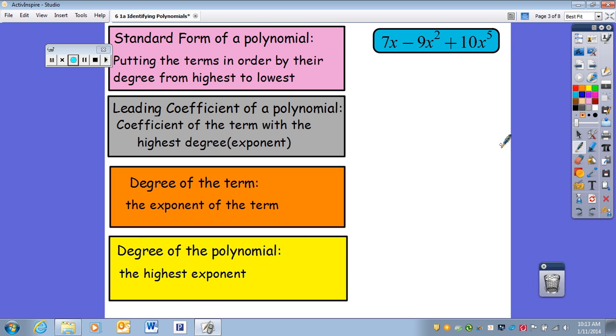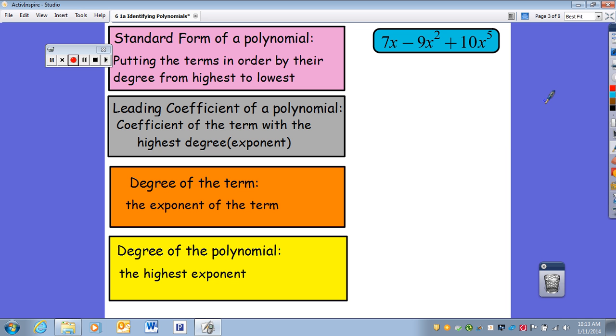Some more vocabulary for us. The first thing we want to be able to do for a polynomial is to put it in standard form. Standard form is putting the terms in order by their degree from highest to lowest. So what we want to do is put these in order according to their exponents. We start with the largest exponent, and remember that the sign of the number leads the way, so this is a positive 10x to the fifth power. That would be the first term, putting them in order.